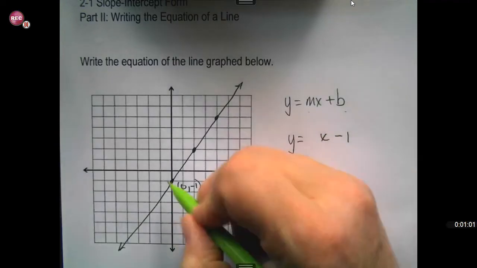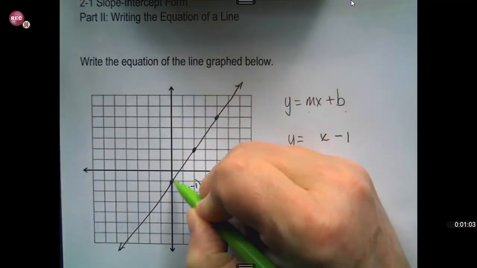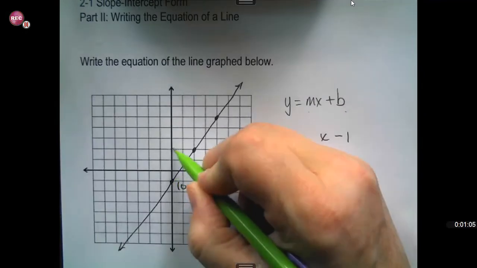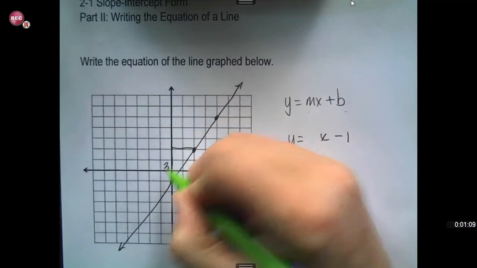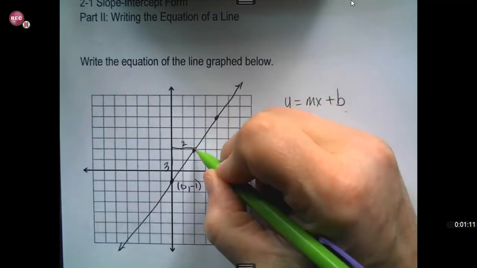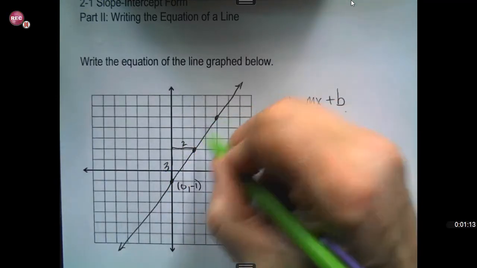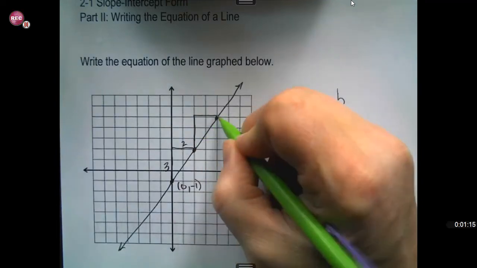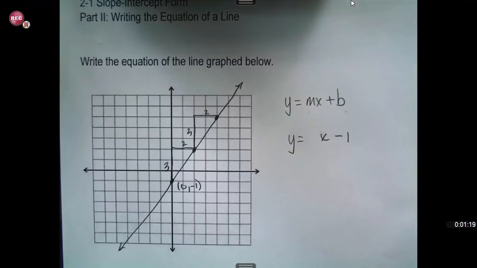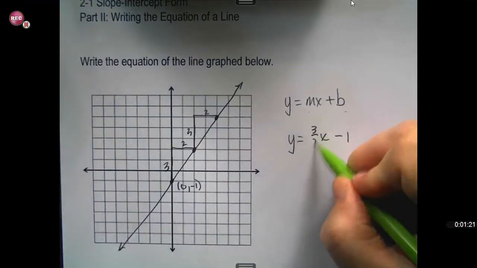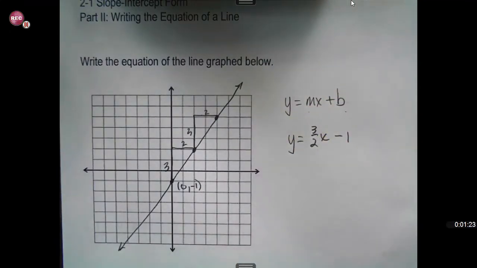And I pick 2 points. It looks like I rose 1, 2, 3, and I ran 2. This is rising 3 and running 2. And 1, 2, 3, looks like I did that again. Rise 3, run 2. So my slope is 3/2. And when they give me the graph, that's all there is to figuring that out.